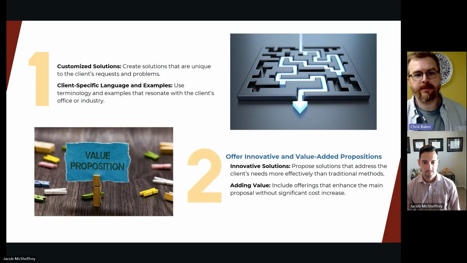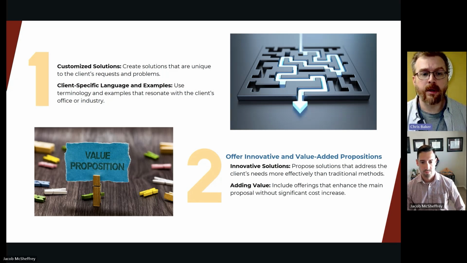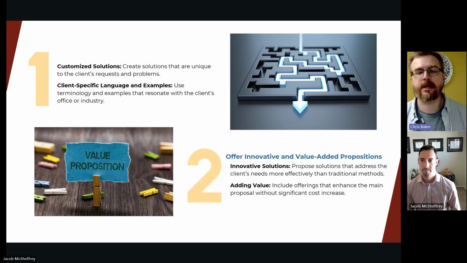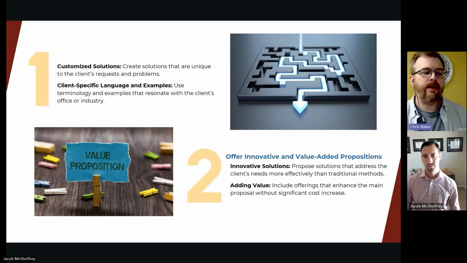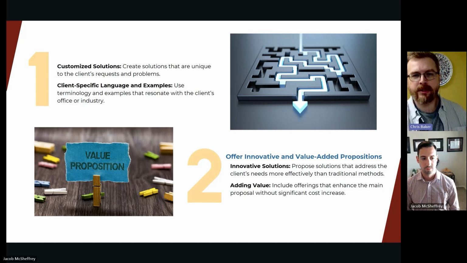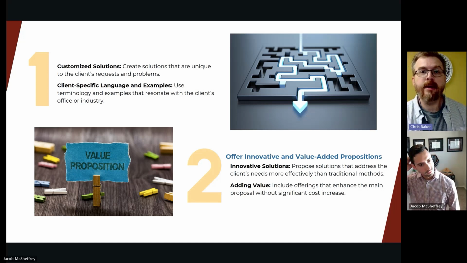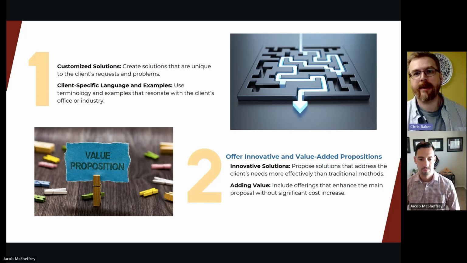And then adding value. So include value-added offerings that enhance the main proposal without significant cost increases, such as additional services, extended maintenance, training sessions, improved warranty terms. Kind of like we talked earlier about maybe an RFP doesn't address the environmental or social impacts of the project, but you decide to do that. That's added value. You're building added value into that response that they didn't ask for, but they're going to recognize what you're talking about.